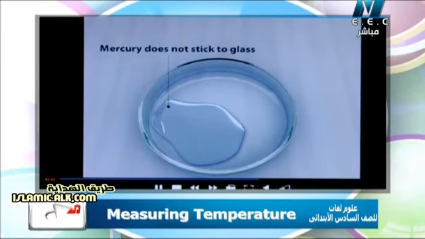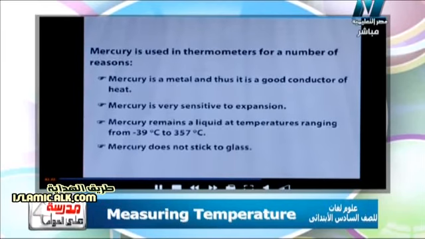Mercury doesn't stick to the glass, which is the capillary tube. So we have very important advantages of mercury, or many reasons to use mercury inside the thermometer: mercury is a good conductor of heat, mercury has a wide scale of measuring temperature, mercury doesn't stick to the glass tube, and lastly mercury expands regularly with the temperature. So now let's complete our lesson about measuring temperature. Up till now we studied one thermometer which is the medical thermometer, and after a while we will study the Celsius one.